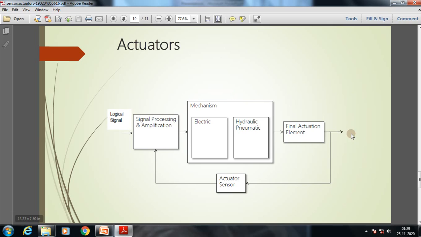It will always be there. A feedback loop will always be there to stabilize the system, to give us the proper collection of data, a proper reading of the data.